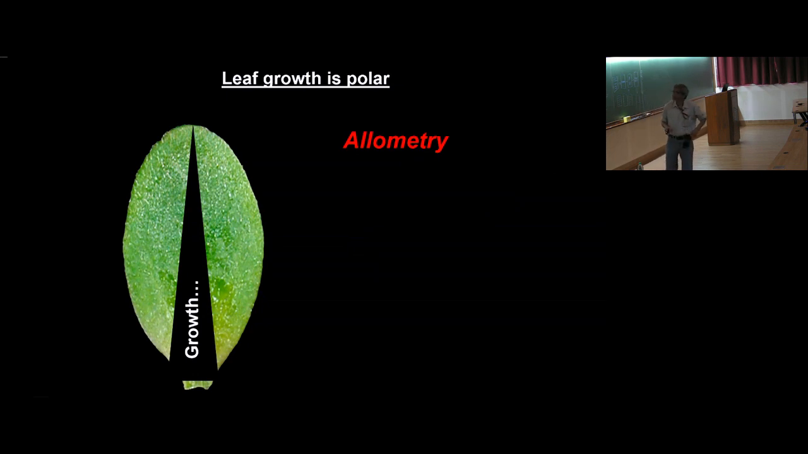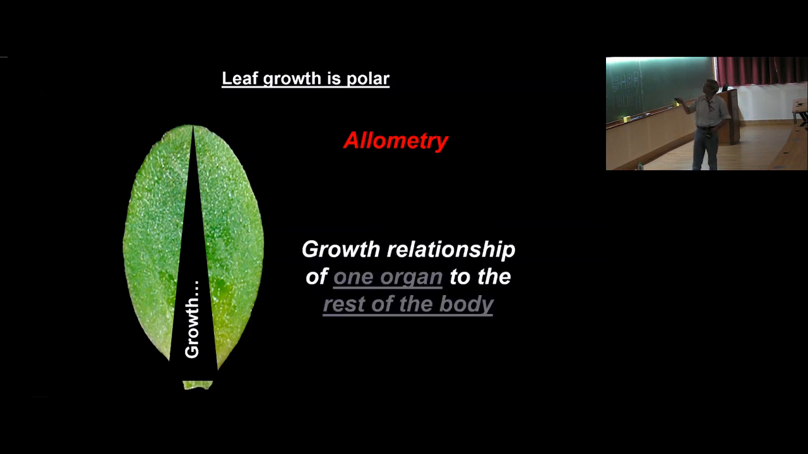So if you thought the sex appeal cannot be quantified, that's not true. Growth allometry can be measured as the growth of an organ versus the rest of the body, or within an organ, different regions as well. Since there is a growth difference in the different regions, you can measure the growth allometry in this leaf. So growth allometry, if you define, is a growth relationship of one organ to the rest of the body, or the growth relationship of a part of the organ in relation to the rest of the organ.